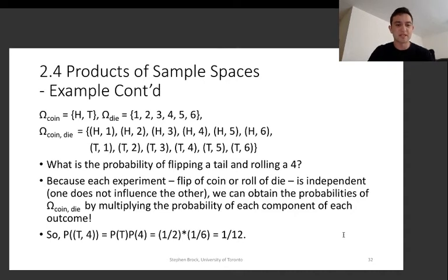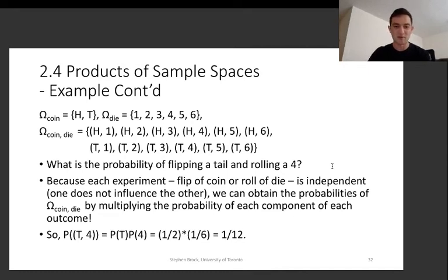So continue with this example. What is the probability of flipping a tail and rolling a 4? What do you guys think it is? Well, because each experiment, flipping a coin or rolling a die, is actually independent of the other, we can obtain the probabilities of each of the outcomes by multiplying the probability of each component of each of the outcomes.